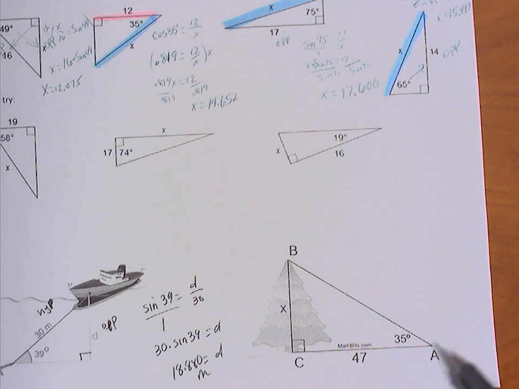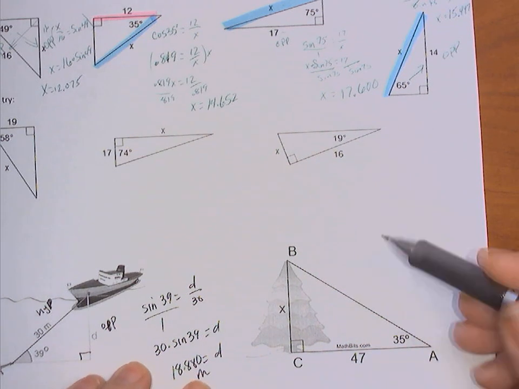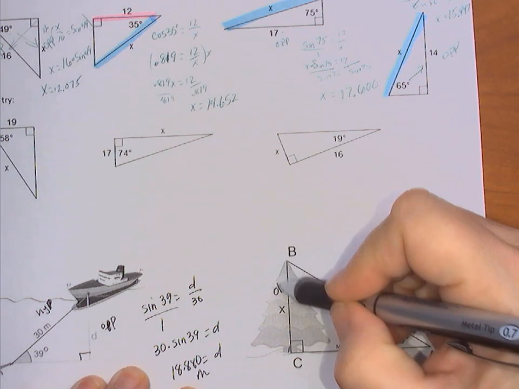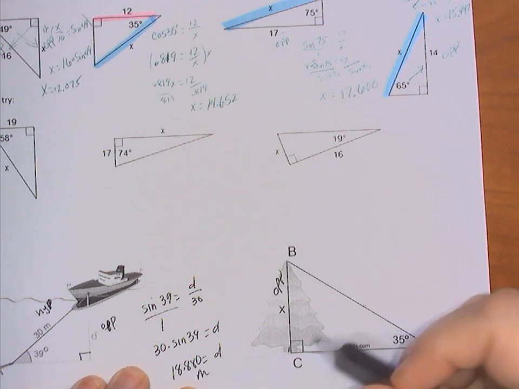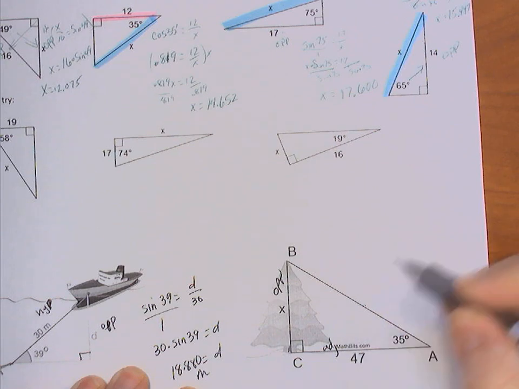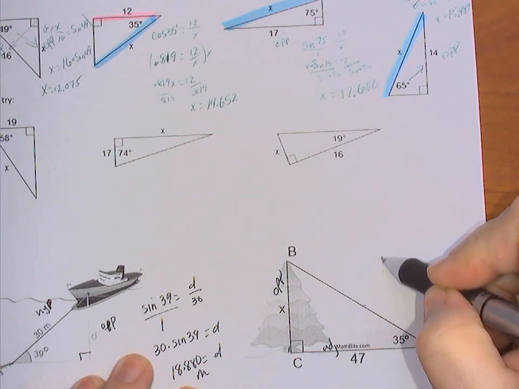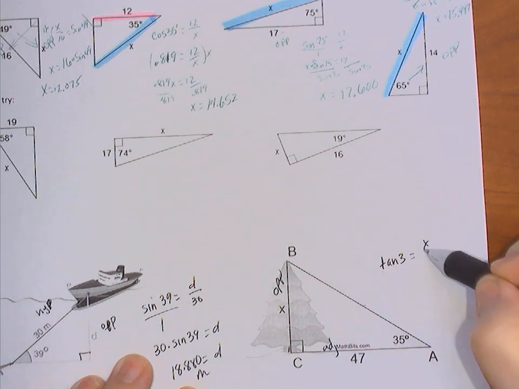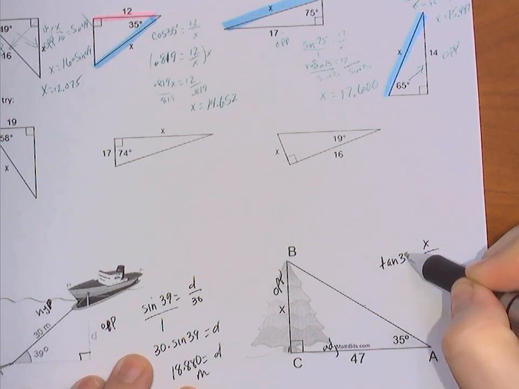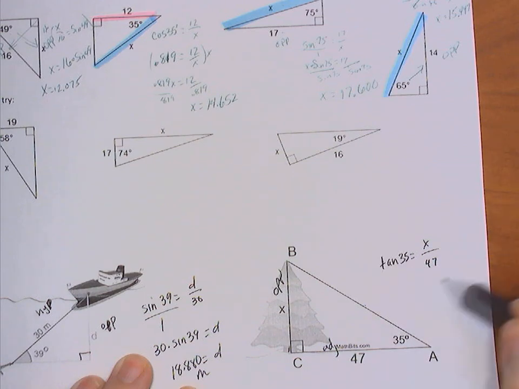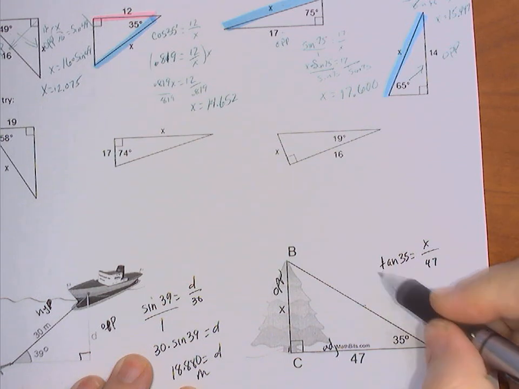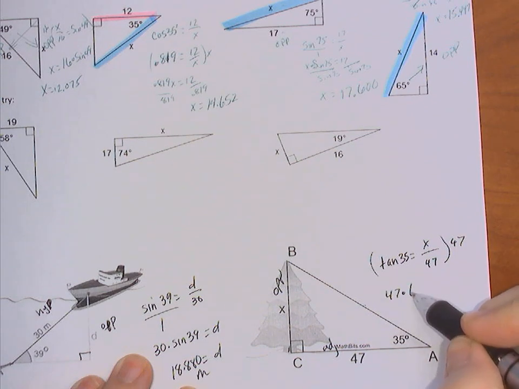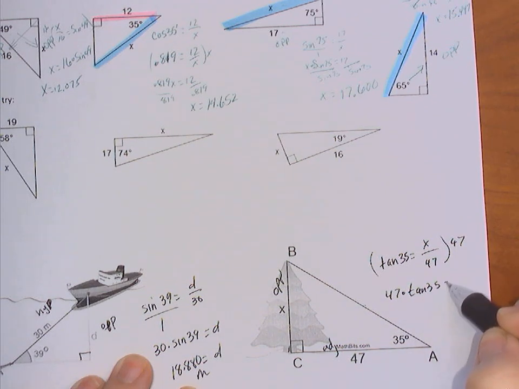So, on this one right here, again I've got my opposite, but this time, instead of having my hypotenuse, I have my adjacent. So this is a tangent. So the tangent of 35 is going to equal the opposite over the adjacent. Then I'm going to cross multiply or multiply by 47. Either way, it's going to clear that 47 off. So I'm going to have 47 times the tangent of 35 equals x.